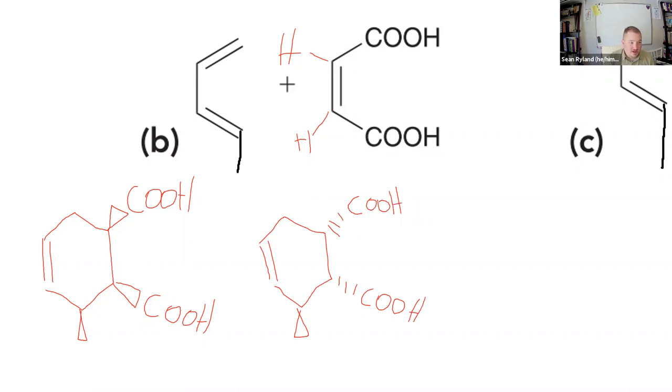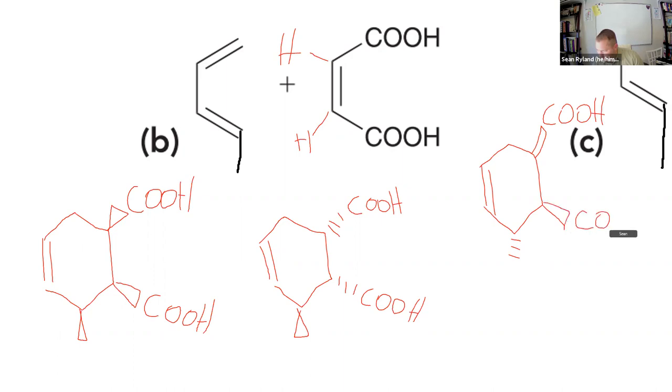So those are the two possible isomers if our dienophile approaches from underneath the diene. If it approaches from above the diene, we push the methyl down, and we can then have our acid groups or R groups facing upward, or downward.